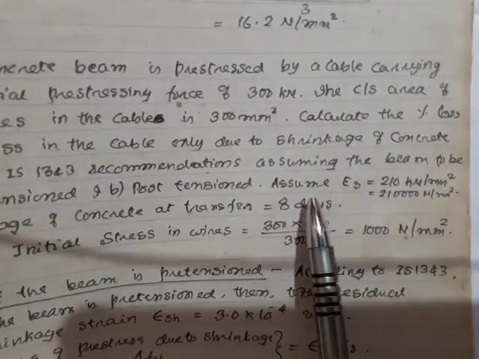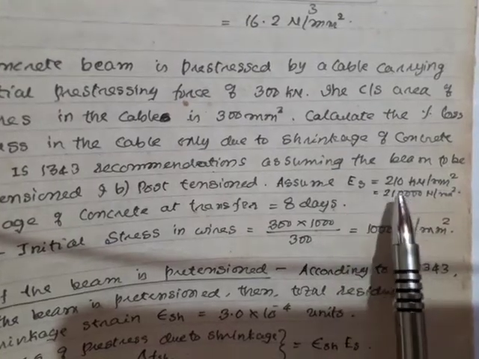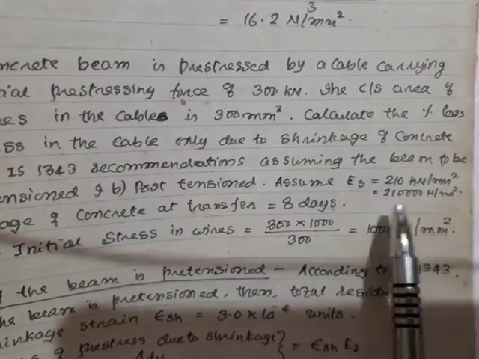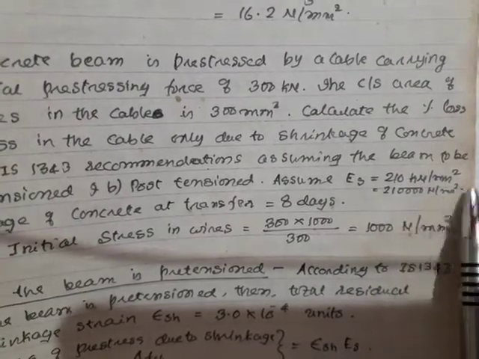He has given to assume Es, the Young's modulus of steel, is 210 kilonewton per mm square, or it can be written as 210,000 Newton per mm square.